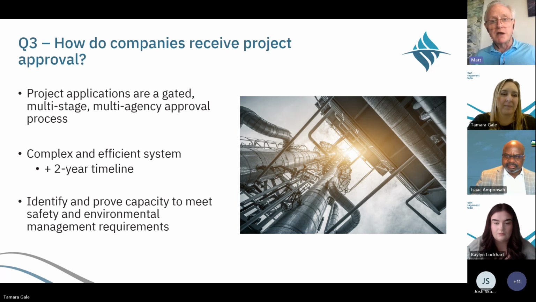But when you contrast that with some other jurisdictions, there's been people that have been waiting in line for an injection well application approval for several years in the United States in different jurisdictions. And so we've come from a standing start to full pace reasonably efficiently, and I think it's going to do nothing but get better going forward.